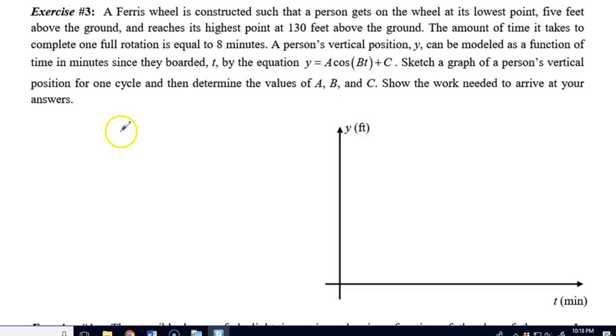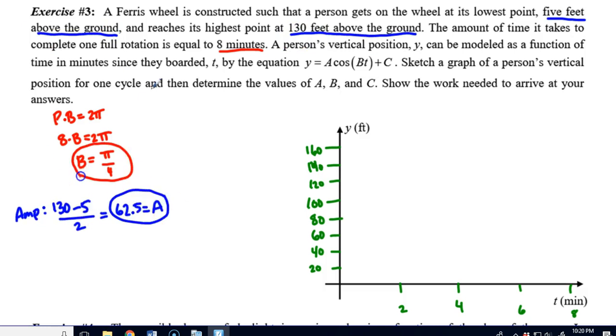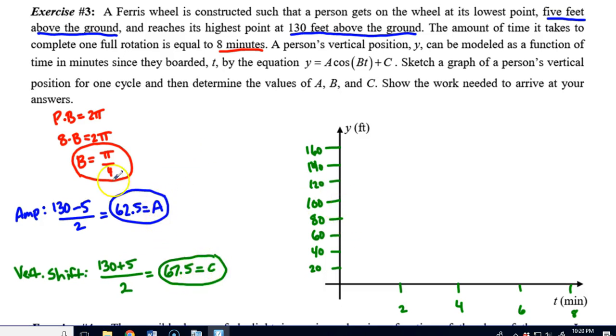Okay, so I'm hoping you did all that work. I'm just going to work out this quickly. So now that I've found the values of the midline, and I know the period is 8 minutes, and I know that it has an amplitude of 62.5, I can just draw in my midline and then plot the rest of the points.